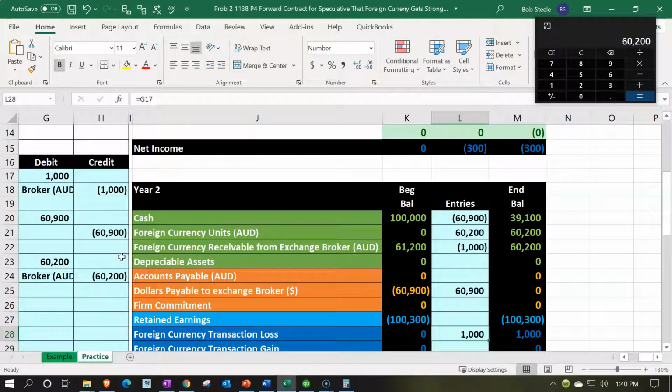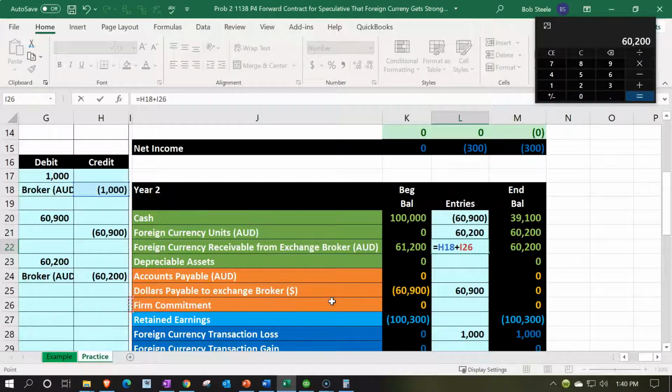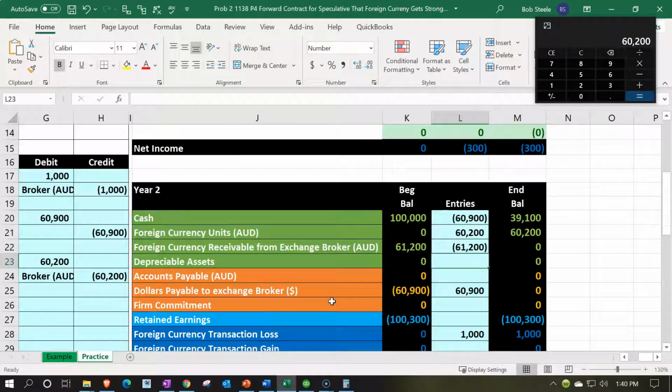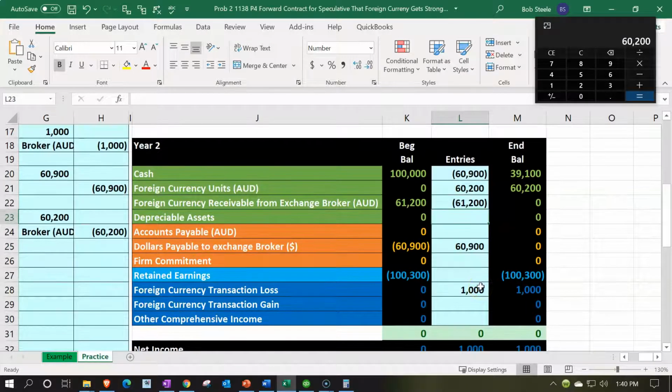All right, so then the other side is going to be here. There's something in it, so I'm going to double click on it and say plus, and then we're going to pick up that item. All right, and that brings it back down to 0. So at this point in time, now we're done with it.